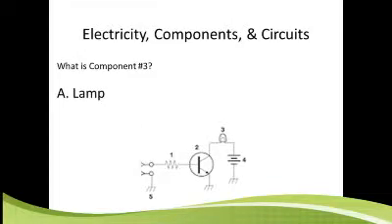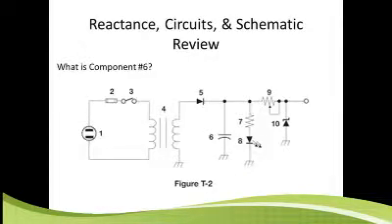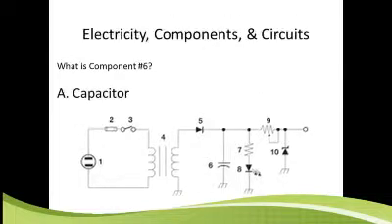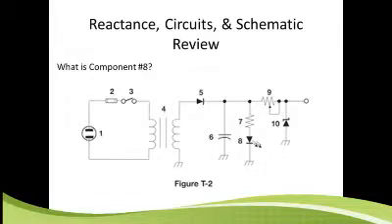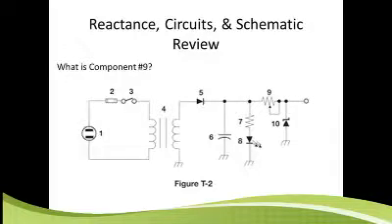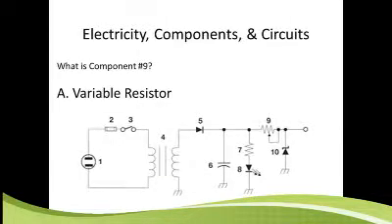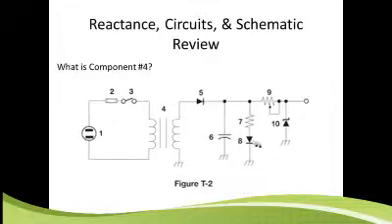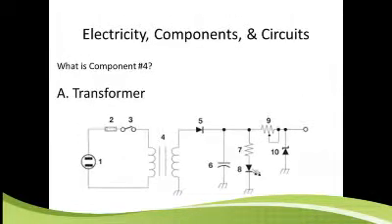The lamp, right. Okay, now on the next diagram, what is component number 6? Okay. What is component number 8? LED. Again, we didn't mention that specifically, but you see it's a diode, but this essentially indicates the light coming out of it. What is component number 9? Variable resistor. A variable resistor, that's right. And then what is component number 4? Transformer, that's right.